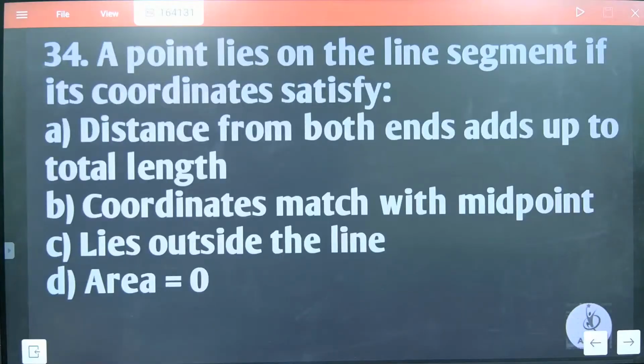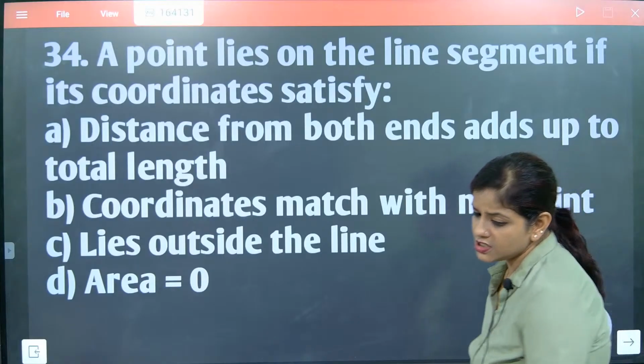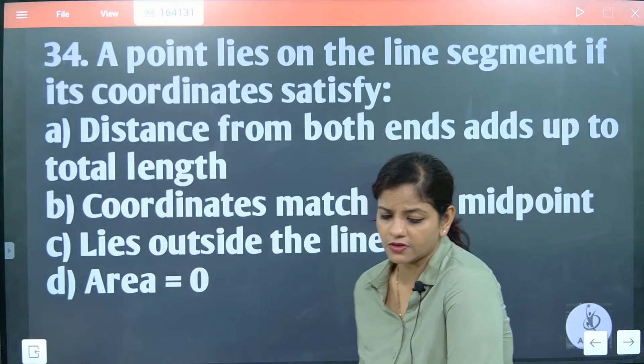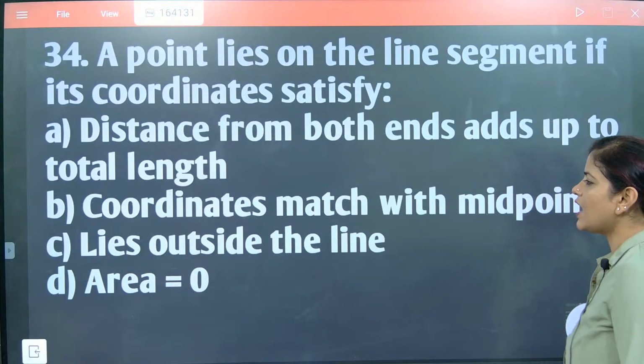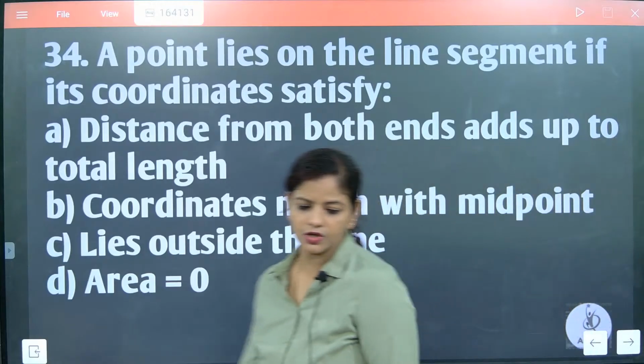A point lies on the line segment if its coordinates satisfy: distance from both ends add up to the total length. Next, coordinates match with midpoint. Or it lies outside the line, or area equal to 0.